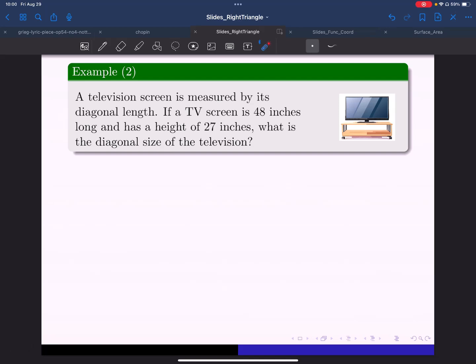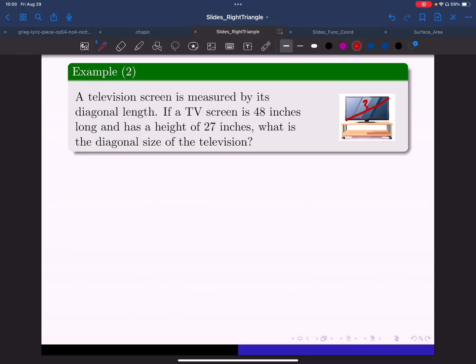Example 2. A television screen is measured by its diagonal length. If a TV screen is 48 inches long and has a height of 27 inches, what is the diagonal size of the television? So the TV usually is measured by the diagonal. So we're looking for this diagonal.